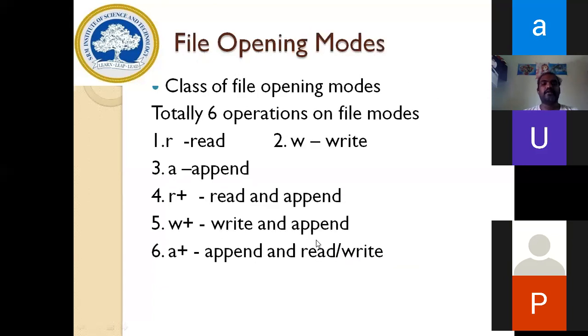And there are several file opening modes. Totally there are 6 operations you can perform. The primary 3 operations are read, write, and append. R represents the read mode, W represents write, and A represents append. So these are the 3 primary operations.